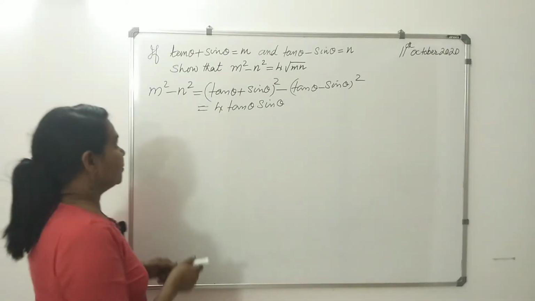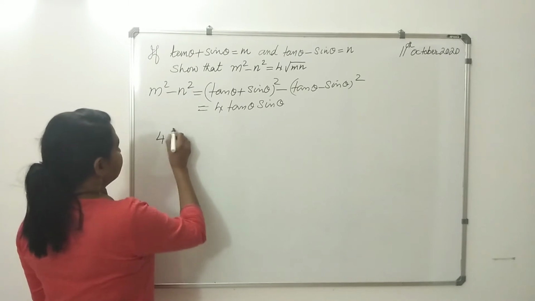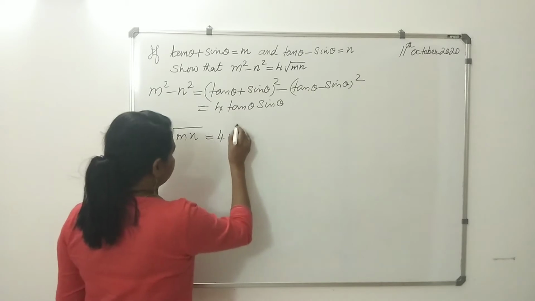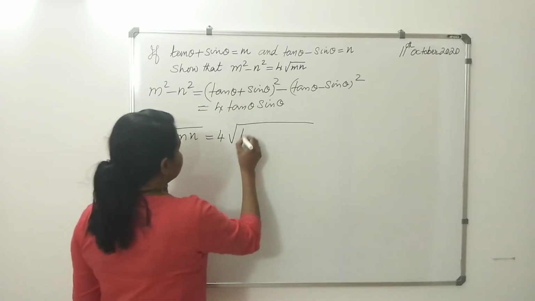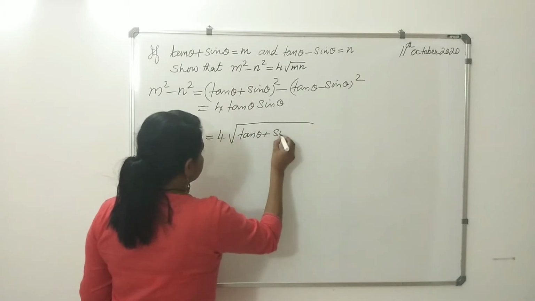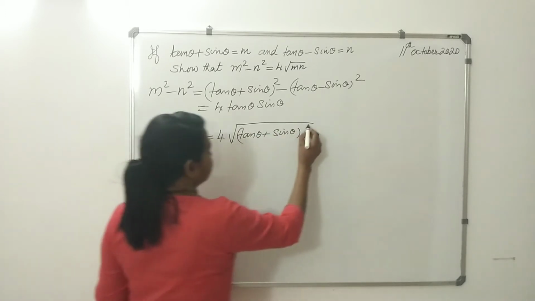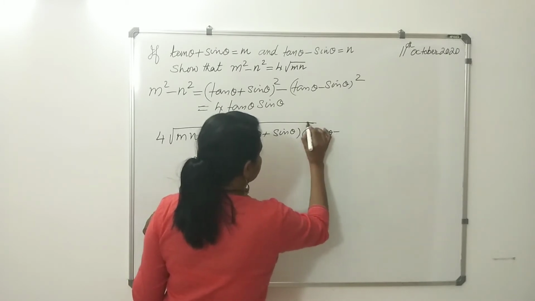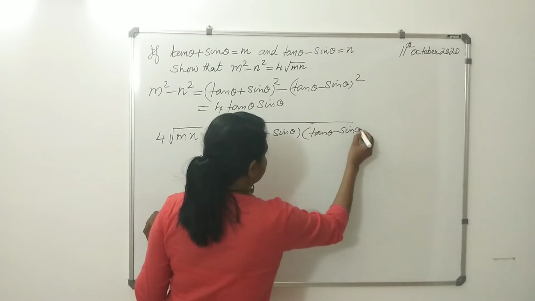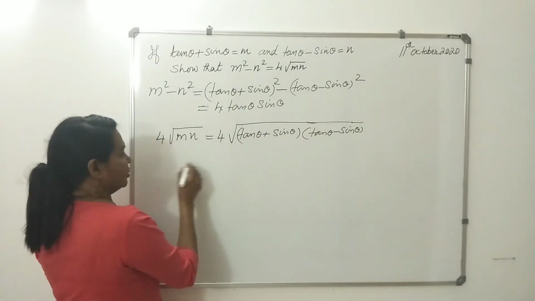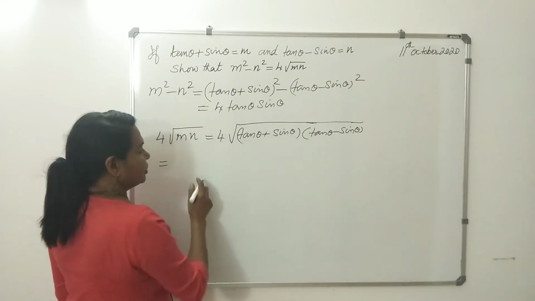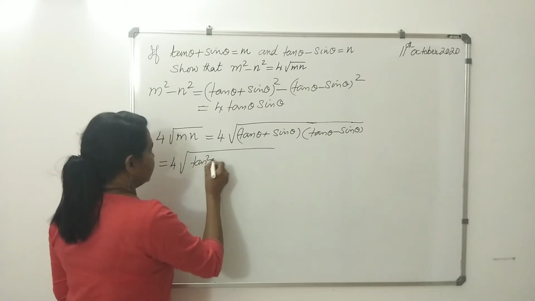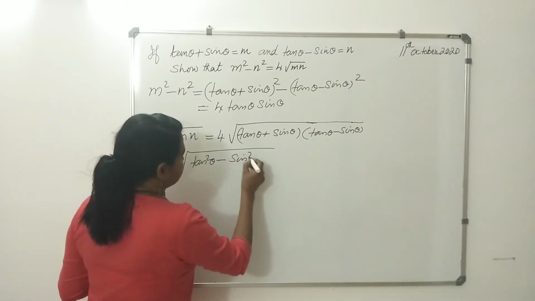Okay. See, now 4 root m n. That is equal to 4 into square root of m is tan theta plus sin theta into tan theta minus sin theta. Okay. That's equal to, what is a plus b into a minus b? We know it is a square minus b square. It is tan square theta minus sin square theta.